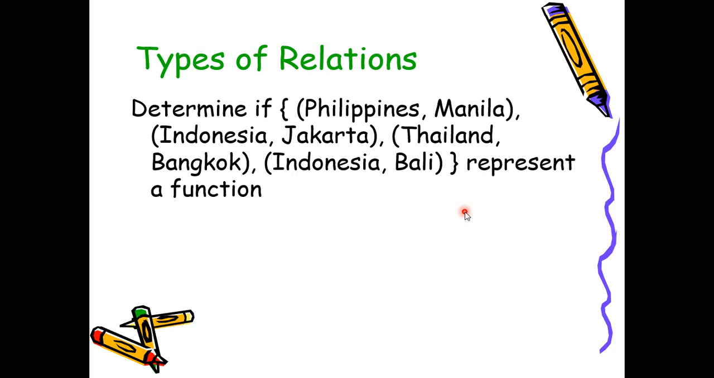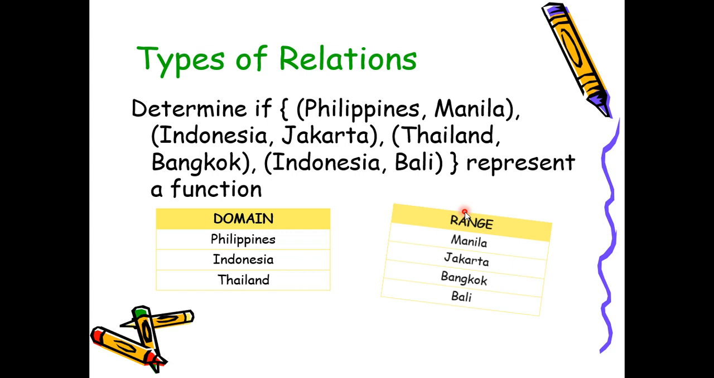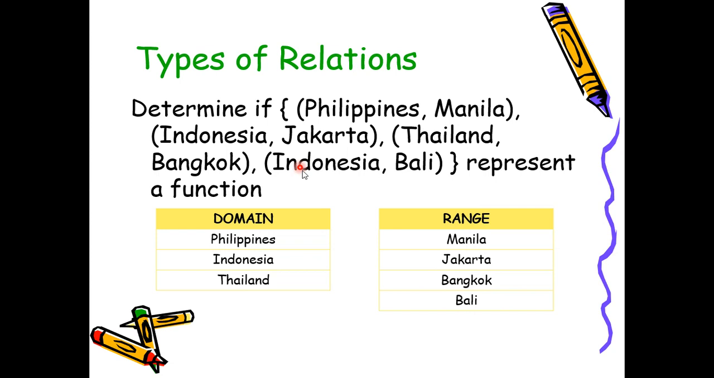Pero kung kanina, napansin niyo walang naulit, dito po sa second example, may naulit po. And sir, how we're going to deal ourselves kapag po meron pong ganyang mga scenario? Okay, unang-una, isahanapin natin lahat po ng domain. So si Philippines, that is the first domain. Indonesia, the second domain. Thailand is the third domain. And as you can see, naulit po si Indonesia.